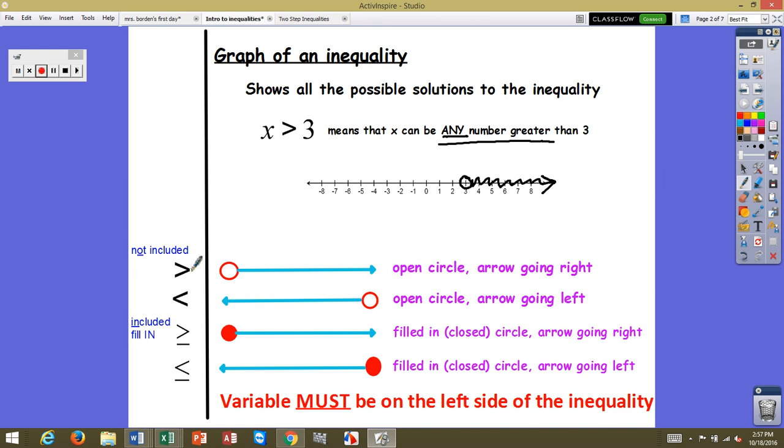So when we're saying greater than or less than, we use open circles. When we're saying greater than or equal to, less than or equal to, we use closed circles because we're saying that we're including that number in addition to everything to the left or everything to the right.